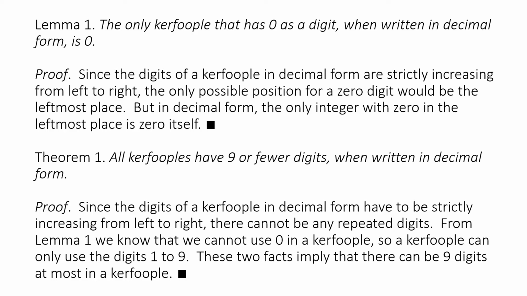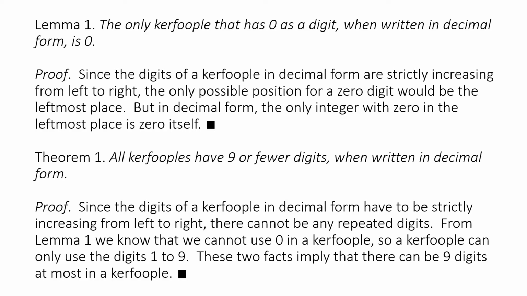So here's Lemma 1, and I'm calling it Lemma 1 because it's the first one in this particular document. So Lemma 1: the only Curfupal that has 0 as a digit when written in decimal form is 0. So proof of this, how will we convince anyone that this is true? Well, see if this convinces you.